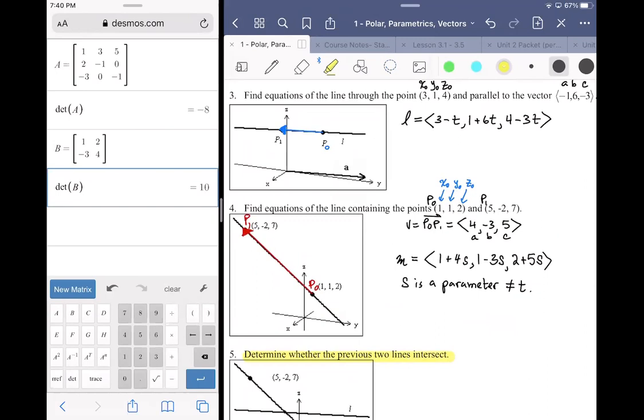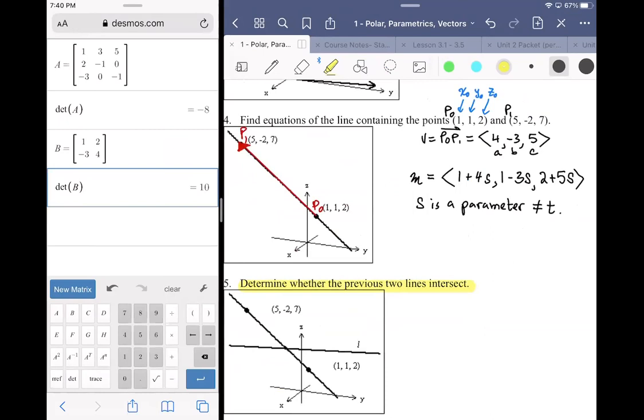So when I'm looking for the intersection between the two lines, that's when I want to make sure my parameters are unique. In the previous question, it didn't really matter, because I wasn't comparing them to one another. So now what I'm going to do is find the intersection between L and M.